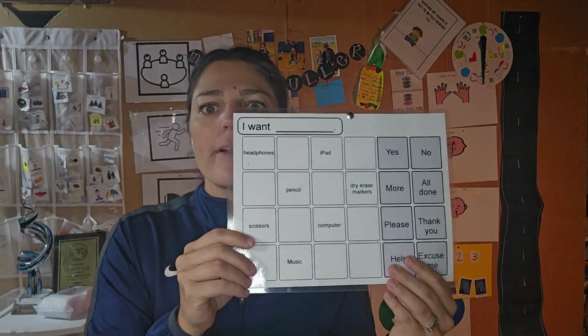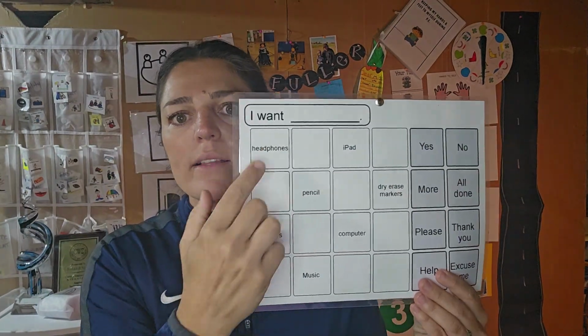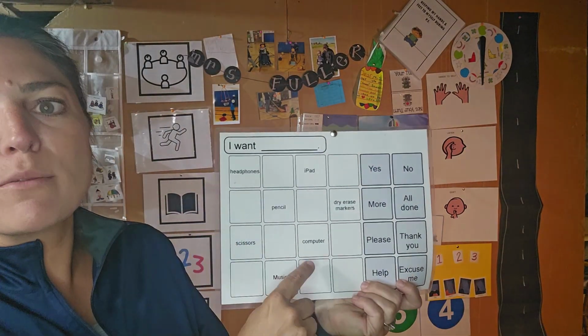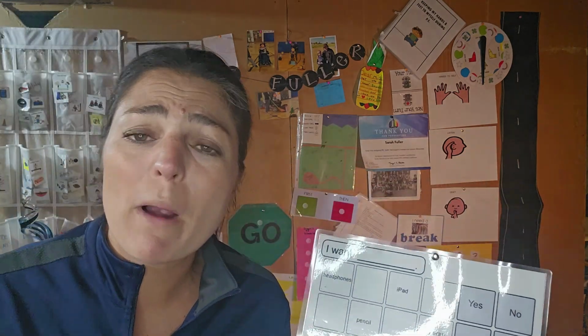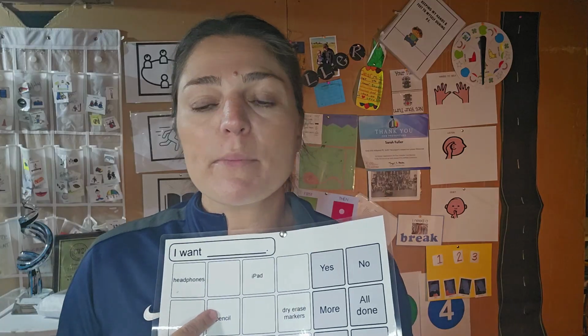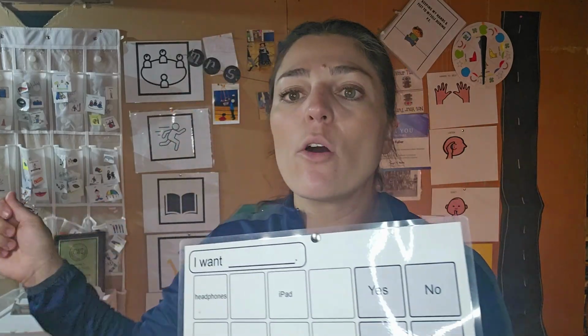So this is another great one to utilize. So this is I want. And then in these little spaces, I know a lot of this says more, all done, yes, no. This says pencil, computer, dry erase marker. Okay, we're probably not gonna be using those in phys ed, but what you can do is, again, you put a little piece of Velcro and you can take those little tiny pet cards and stick them right on here.